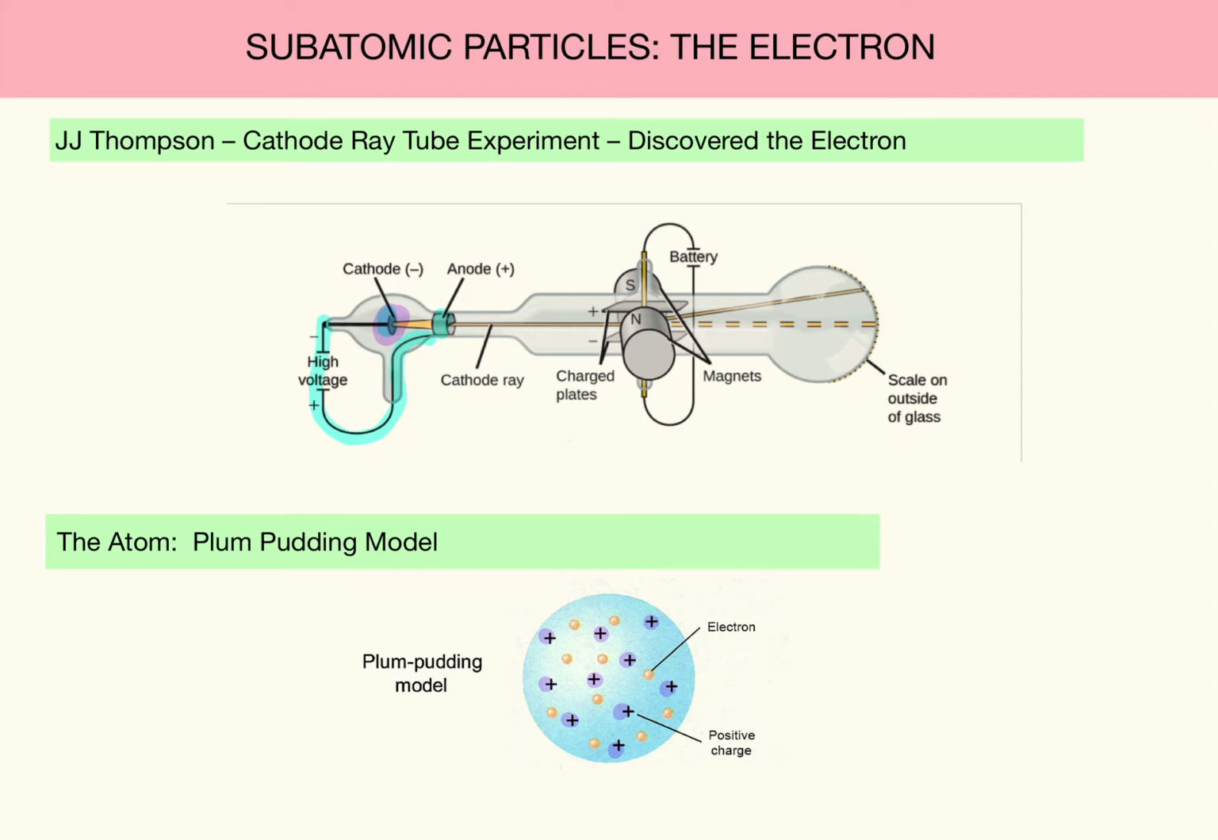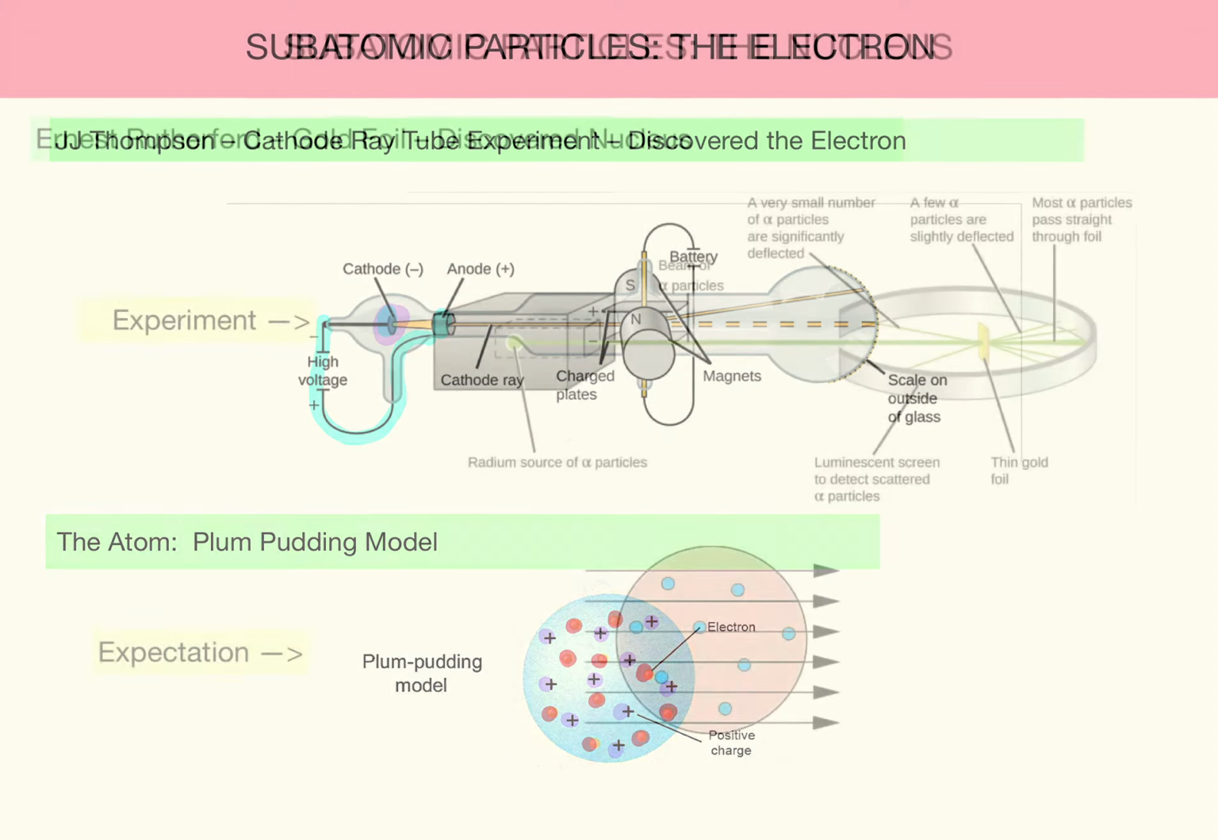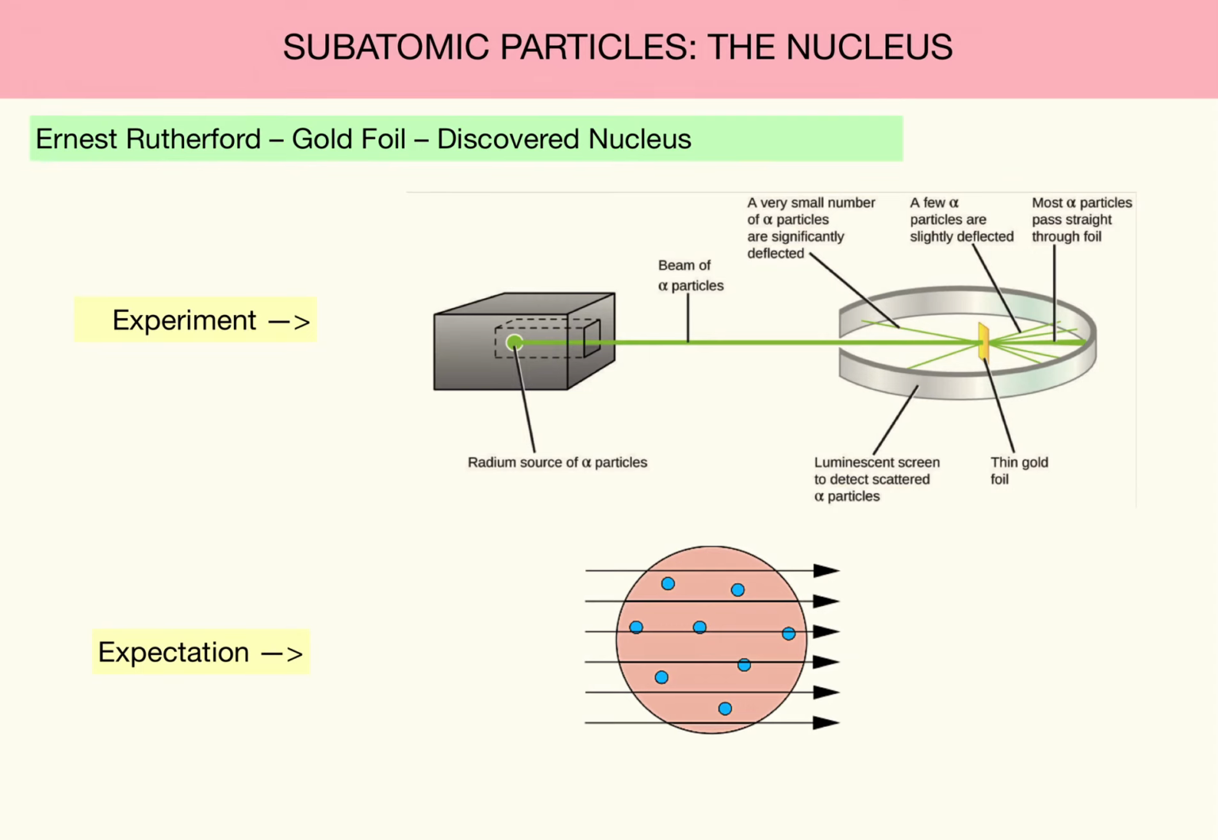That is, an atom is composed of positive and negative particles distributed willy-nilly about the atom. And this fit the data at the time. There are positive pieces, and there are negative pieces, and yet the whole atom is charge neutral. So far, so good. But one experiment showed that the plum pudding model wasn't exactly correct.